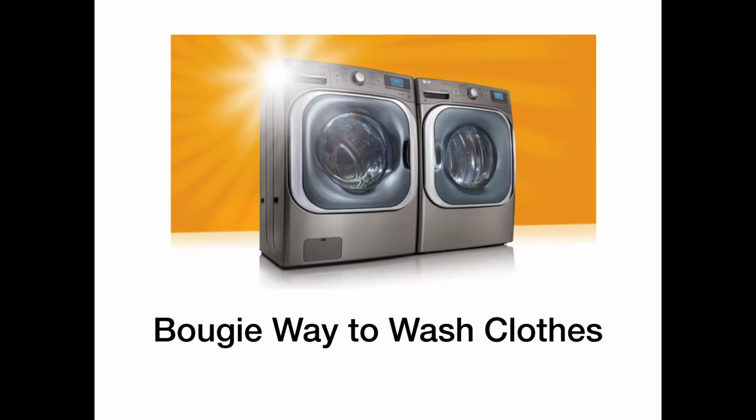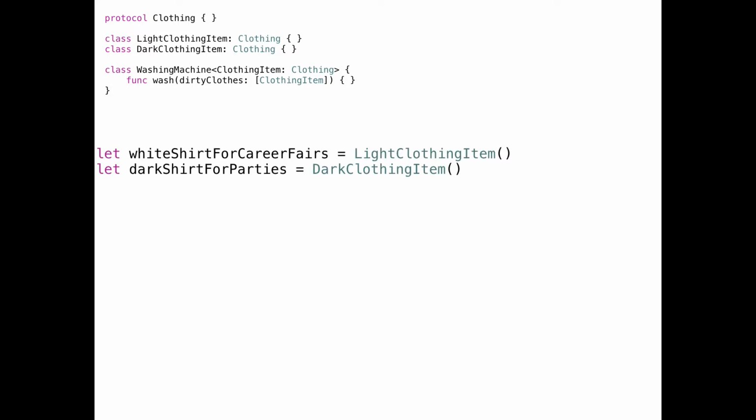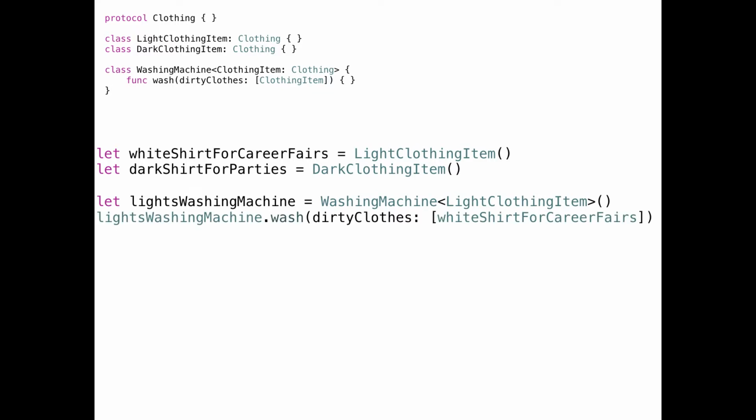But here's the bougie way to wash clothes, right? Here's our clothing protocol, same as before. I'm just putting it up there so you can reference it as you go along. Let's say you have a shirt that you wear specifically for career fairs and a shirt that you wear for parties. There we go. And you've got a washing machine that's only for lights, because you're a bougie computer science engineer, and you can wash your white shirt for career fairs. And this is great because our washing machine takes specifically light clothing items.